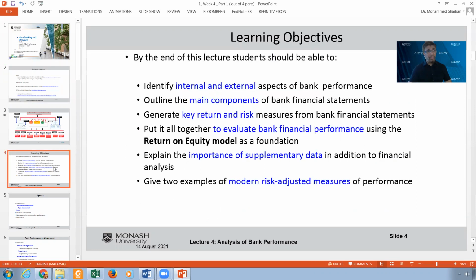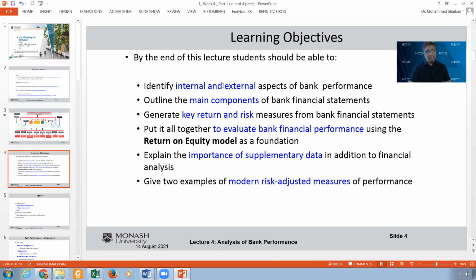Now, let me go to the learning objectives. When we talk about the framework, it's not like corporates or a normal business firm. We have what we call internal and external, so we divide our performance into internal and external. And when you are going to evaluate any bank, you have to look at those two.